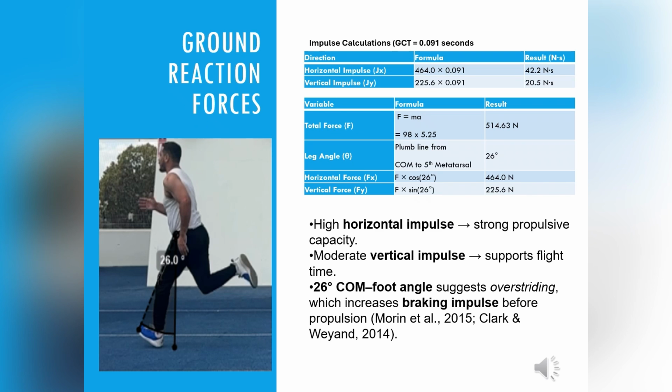The horizontal impulse was measured at 42.2 newton seconds, and the vertical impulse was measured at 20.5 newton seconds. The relatively high horizontal impulse indicates strong propulsive capacity, while the moderate vertical impulse supports flight time. However, the 26-degree center of mass foot angle suggests overstriding, increasing braking impulse before propulsion begins.